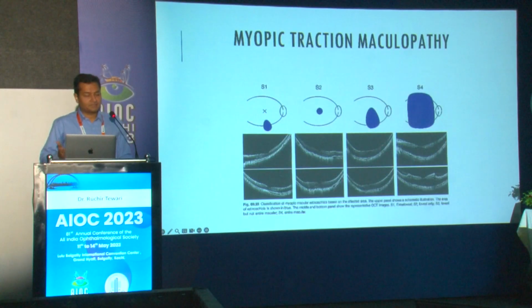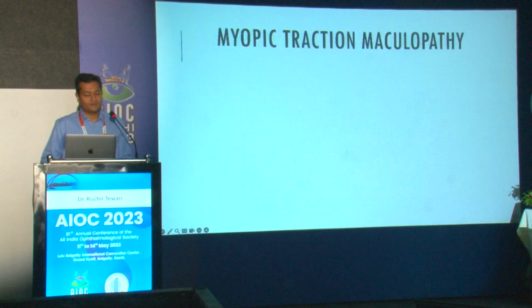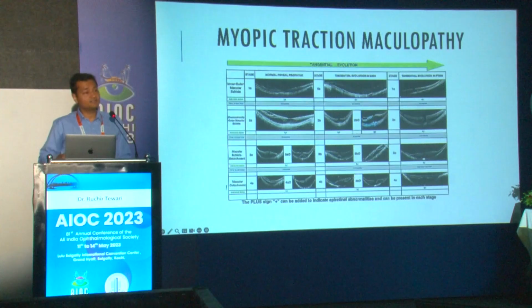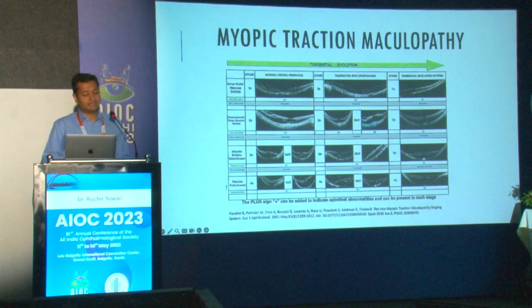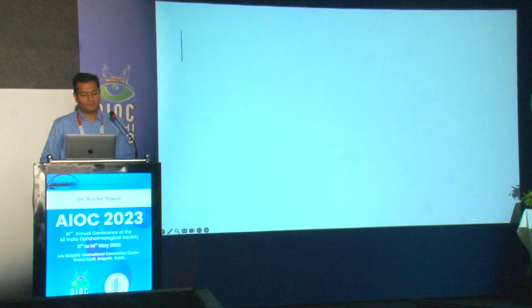So what is myopic traction maculopathy? As described earlier, it is a macular schisis. So classically, it has been described on the location of the schisis, whether it is extrafoveal, foveal, whether the entire macula is involved or just a portion of the macula is involved. Recent publications also suggest the incorporation of the tangential traction component, and this publication by Parolini et al. describes in a very beautiful way the evolution of macular schisis from a simple schisis to a macular hole as well as to retinal detachment.